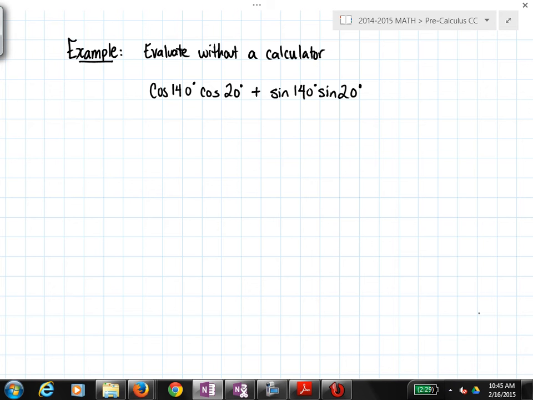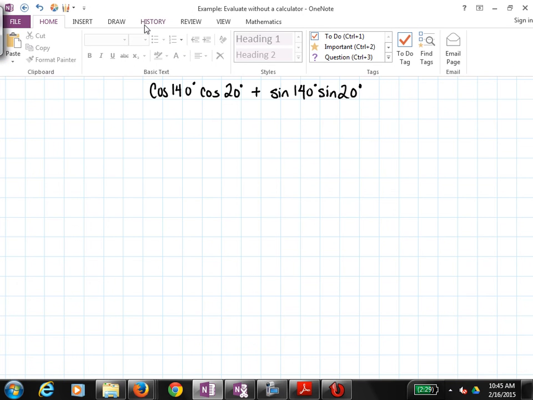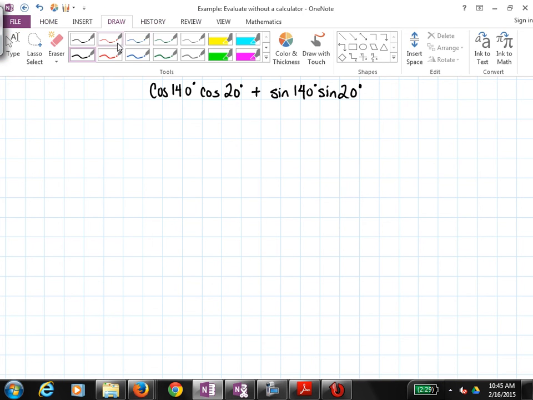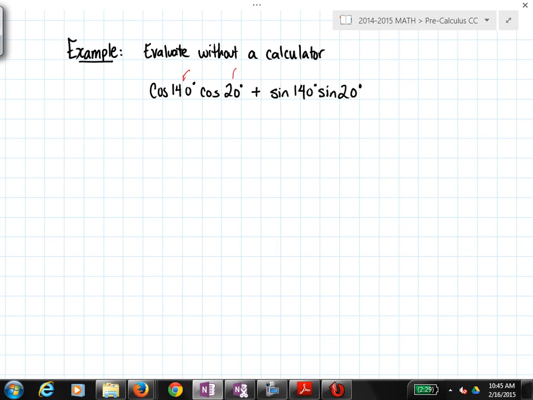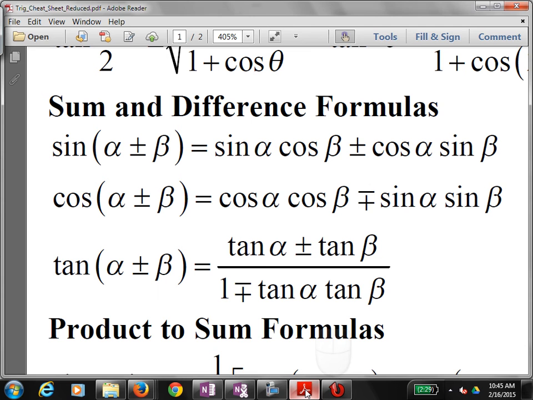Next example, evaluate without a calculator. We have cosine of 140 times cosine of 20, plus sine of 140 times sine of 20. Notice how each of these angles, the 140 and the 20, are not special right triangles. If you sketch it, you won't be able to produce the exact value without a calculator. So if I use my sum and difference formulas, now we're kind of working backwards.